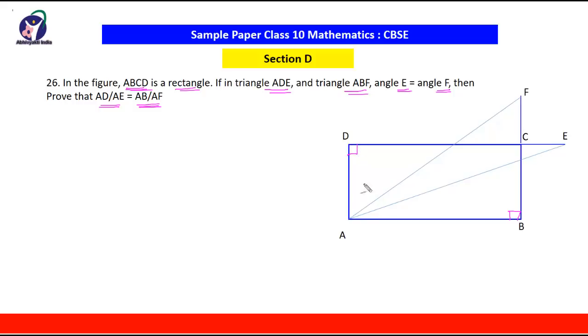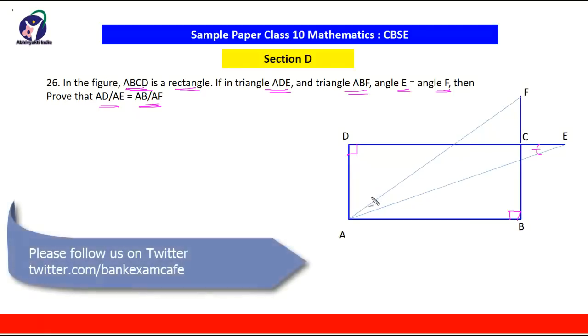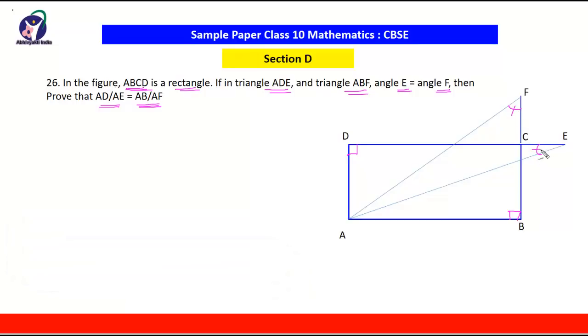And it is given that in triangle ADE, this triangle, this angle E, and in triangle ABF, in this triangle angle F, these two angles are equal. It is given that these two angles are equal, and this angle and this angle, these two angles are 90 degrees, and therefore they are equal. And so by AA criteria these two triangles will be similar. So first write the given things, that ABCD is a rectangle. Then in triangle this and this, angle E is equal to angle F.